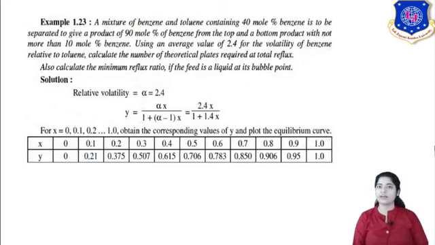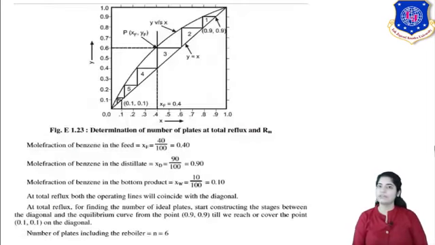You have been given alpha, the relative volatility. We have this equilibrium relationship, so simply generate the equilibrium data. So this is your data. Now plot it on an x versus y graph, and you get the equilibrium curve. Now here the feed xf is 0.4, so locate your 0.4. Similarly, the mole fraction of benzene in the distillate, xd, is 0.9, so you have located the 0.9 distillate composition. Similarly, locate the bottom product, xw.